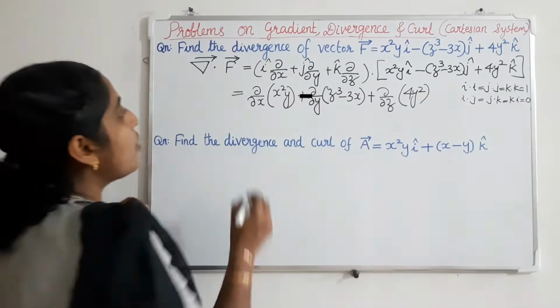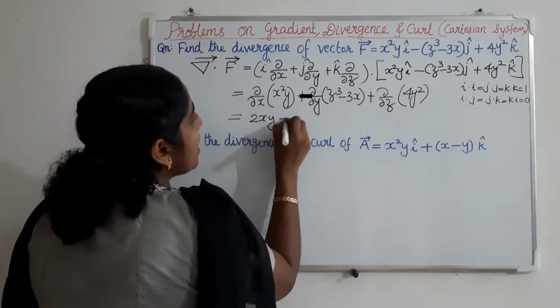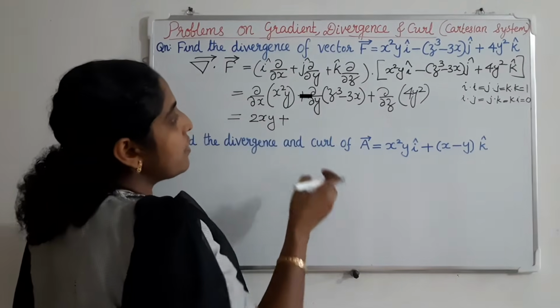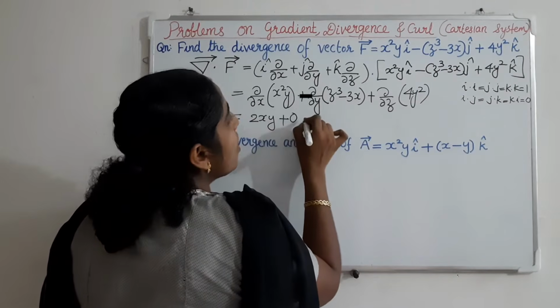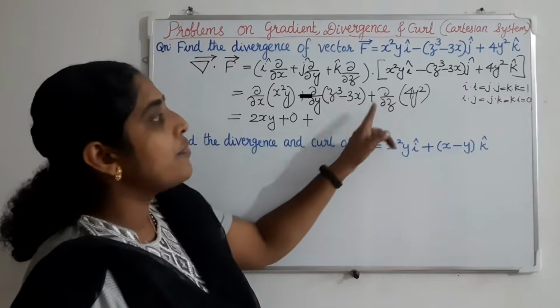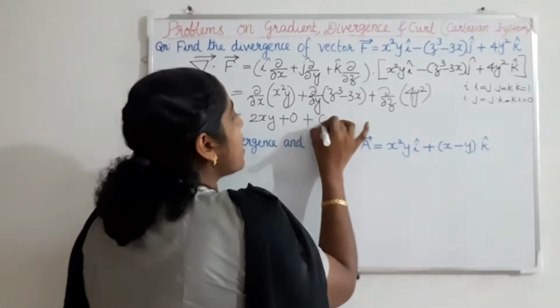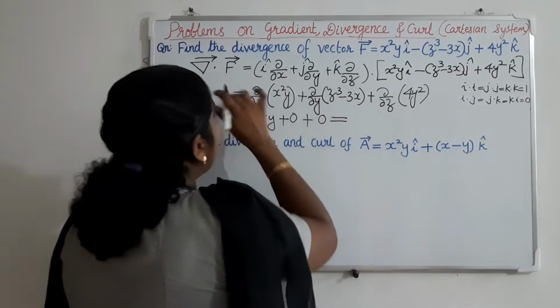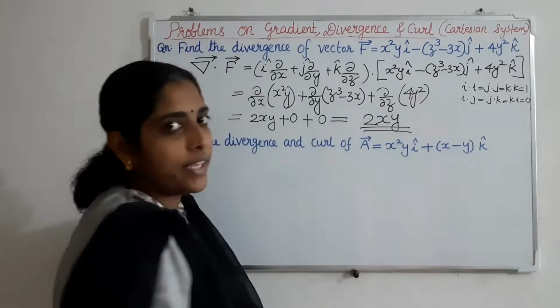So here ∂/∂x of x²y is 2xy, plus ∂/∂y, that is the partial derivative of z³ − 3x with respect to y, is 0. Plus ∂/∂z of 4y². There is no z component, since it is a partial derivative, here also the answer is 0. So what will be del dot f? Del dot f is 2xy.